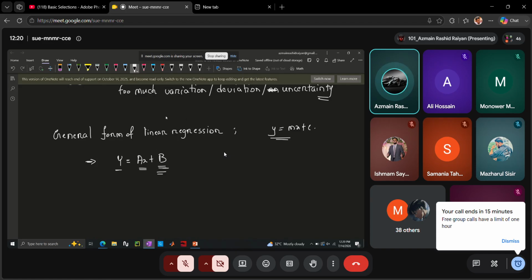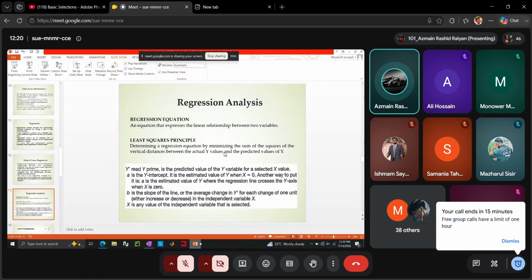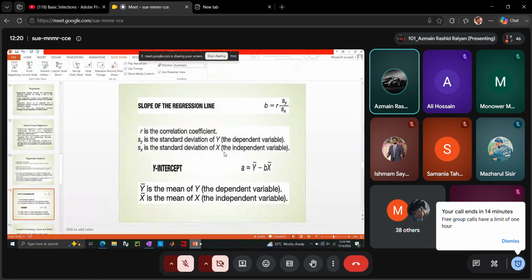So this is the general form of our linear regression model, y equals ax plus b. We have our dependent variable y and our independent variable x. Now what are the values of a and b? How do we find out the values of a and b? Let's see a couple of formulas which help us find the values of a and b. As you can see at the top, b is actually the slope of the regression.